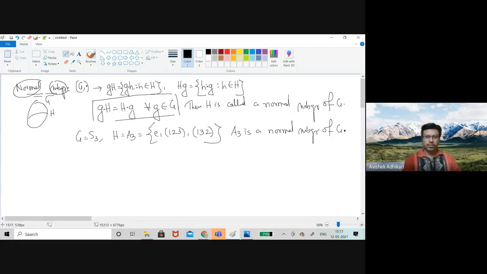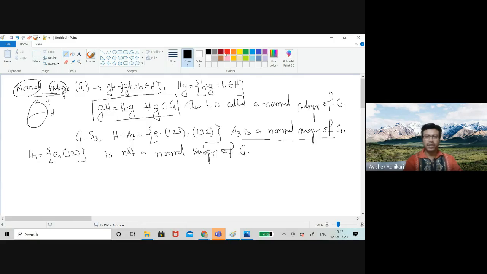So we see that A3 is a normal subgroup of G. But if I consider our H1, then H1 was my E and (1 2), which is not a normal subgroup of G. Okay. So you understand, to check whether a subgroup H is normal or not, we need to check this. But this is a kind of set property. So can we check with respect to some elements?